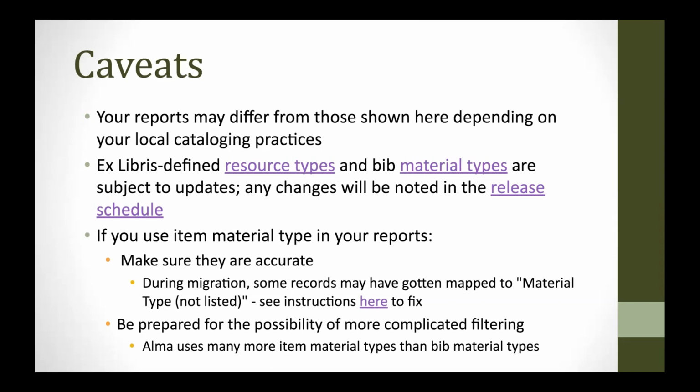Also, if you use item material type in your reports, make sure they're accurate. During migration here at UWG, we had some records that were mapped to the material type not listed. We had some audio-visual strangeness that Shelley fixed. So just be careful about that. And also be prepared for the possibility of more complicated filtering because there are many, many more item material types in Alma than bib material types. We'll talk about that distinction later on as well.